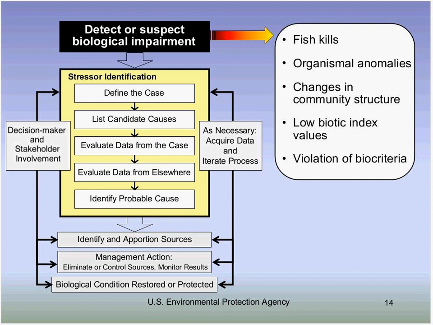So to go through the process, we had to detect or suspect a biological impairment, and that can come in many different forms. It could come in kills, organismal anomalies, changes in community structures, biotic index values, or violations in biocriteria. In the case of California examples, we're using the old IBI scores to tick off the impairment. That's going to be our trigger.